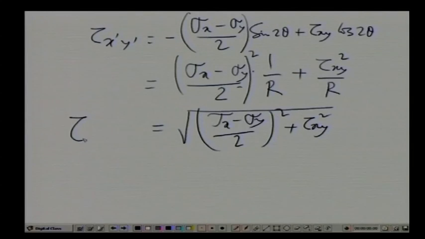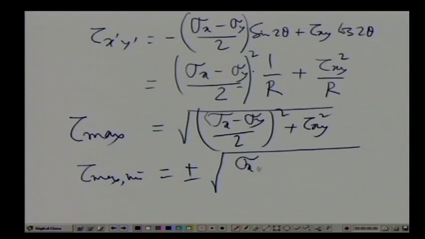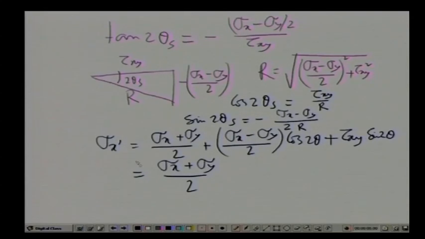In fact, this gives us the tau max. In fact, the minimum stress is the negative of this. So, tau max or min, we can write this as plus minus root of sigma x minus sigma y by 2 square plus tau x y square. So, these are the values of maximum shear stresses, and as we have observed, the value of the normal stress on the plane where shear stress is maximum is equal to sigma x plus sigma y by 2.